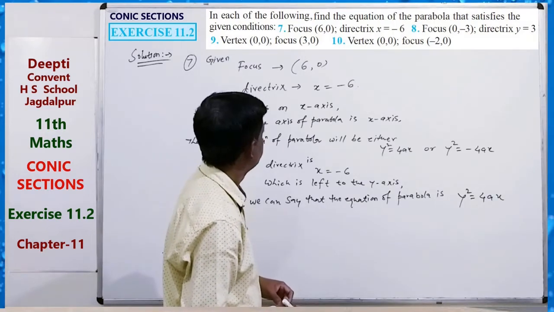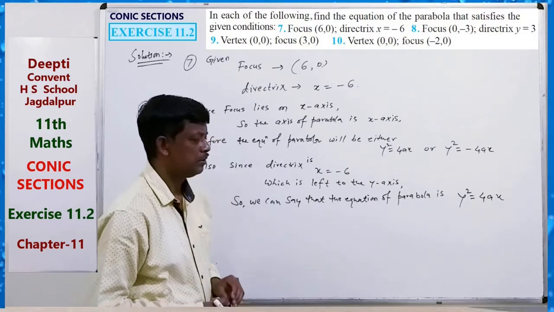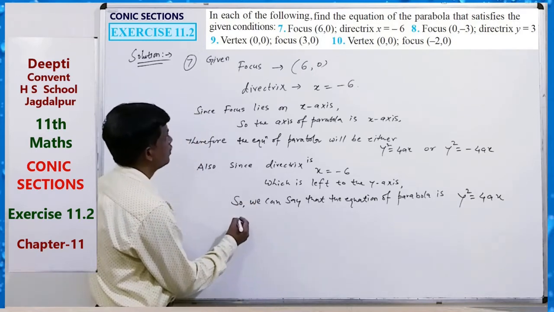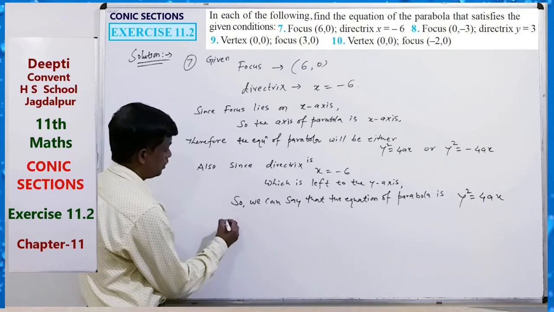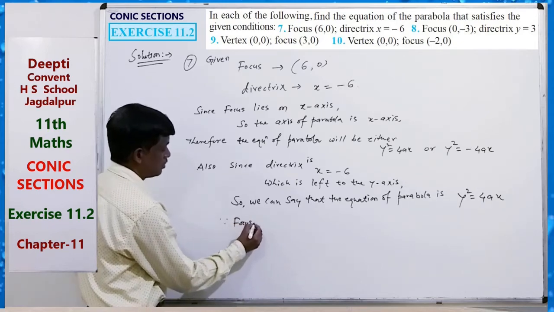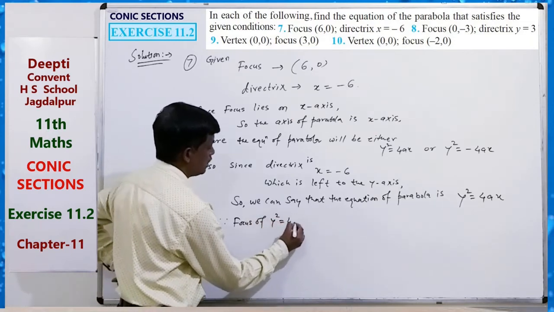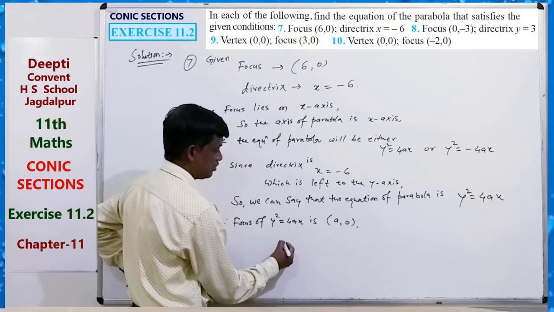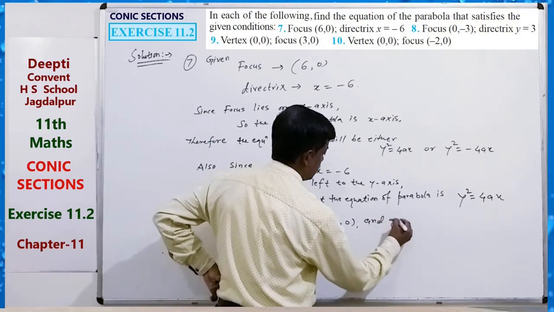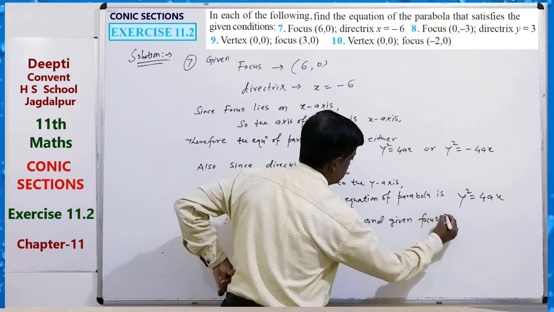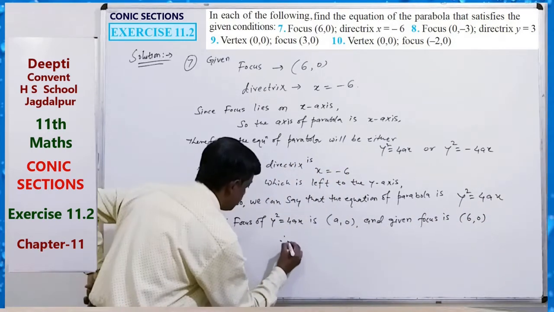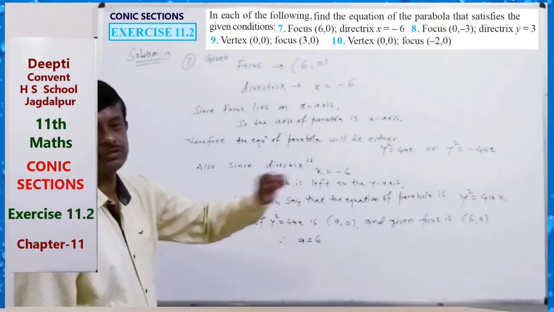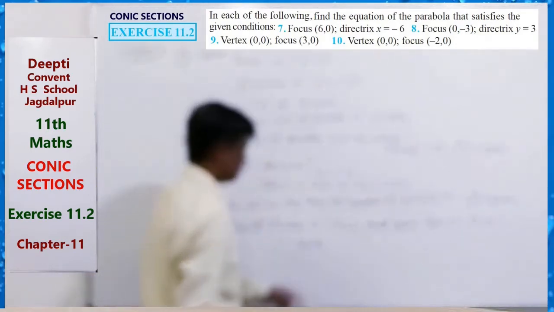Now, since the focus of y square equals 4ax is (a, 0), and the given focus is (6, 0), therefore a equals 6. Therefore a equals what? 6. a equals 6. Our parabola is this, a equals 6.